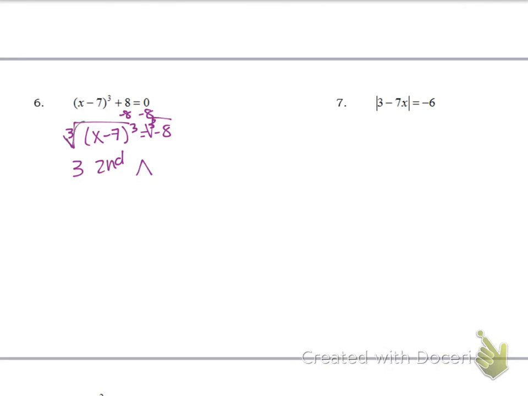So I'm going to get these cancel each other, so I've just got an x minus 7 and negative 2 when I type that in my calculator, and then all I have to do is add 7 to get 5. Again, you can check your answer to make sure you got the right one.